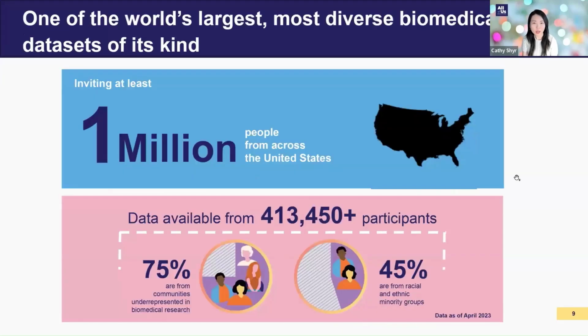So diversity is truly at the core of the All of Us research program. And we're really happy to share that we currently have over 413,000 participants who have completed the initial steps to register and have agreed to share their data with the program. Among these, 75% are from communities underrepresented in biomedical research, and 45% are from racial and ethnic minority groups, making the All of Us dataset the most diverse of its kind.